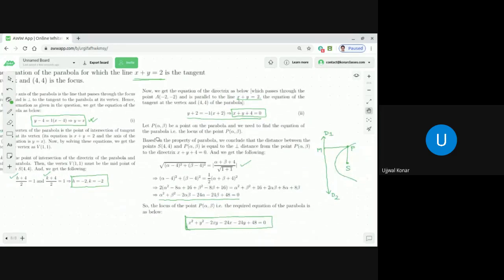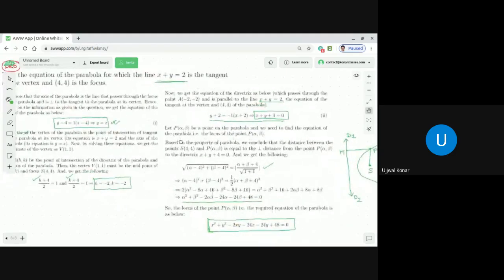Clear or not clear, dear student? Absolutely clear. Okay.